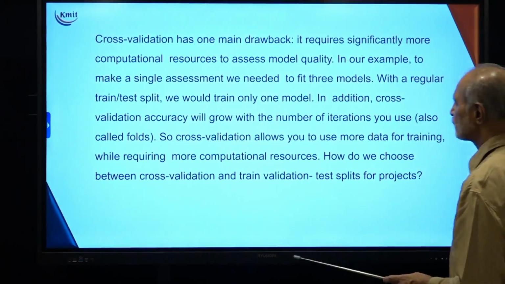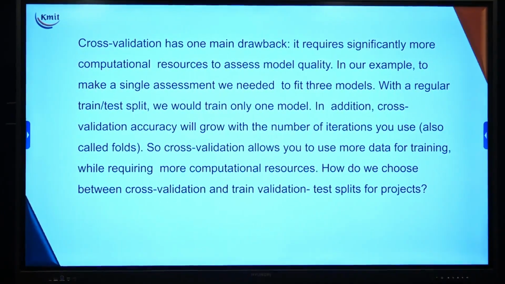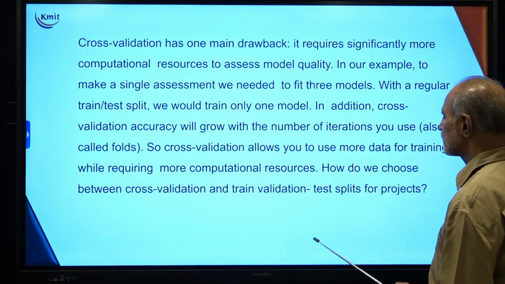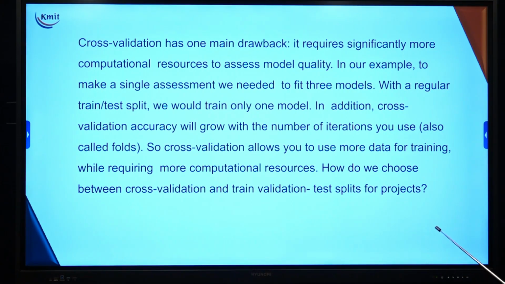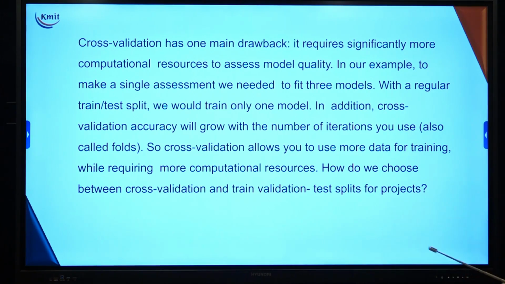So, cross validation has one main drawback. It requires significantly more computational resources because I have to randomly select the folds to assess the model quality. In our example, to make a single assessment, we needed to fit 3 models. With a regular train and test split, we could have done it with only one model. In addition, cross validation accuracy will grow with the number of iterations you go through on a fold. So, the more folds you have, the more accuracy is going to increase. So, cross validation allows us to use more data for training while requiring more computational resources. So, you have a trade off.